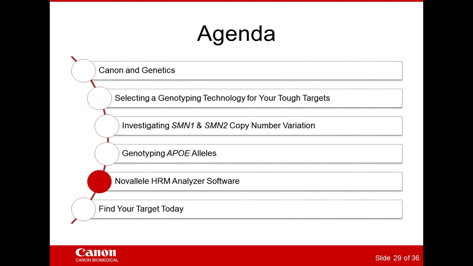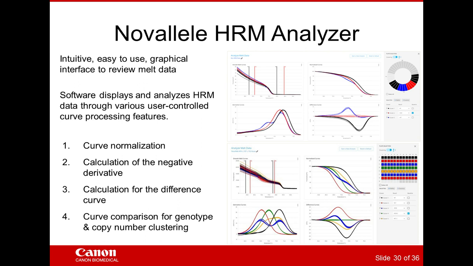So we've seen a lot of data, figures between the copy number variation application and the genotyping SNP application. And the data that you've seen has been generated using the Novallele HRM Analyzer software. So we want to show you a little bit about how that works. So we had put together a very intuitive, easy to use interface for individuals either currently running high-resolution melting assays or that would like to bring them into their lab using high-resolution melting. And this is kind of a screenshot of the layout.